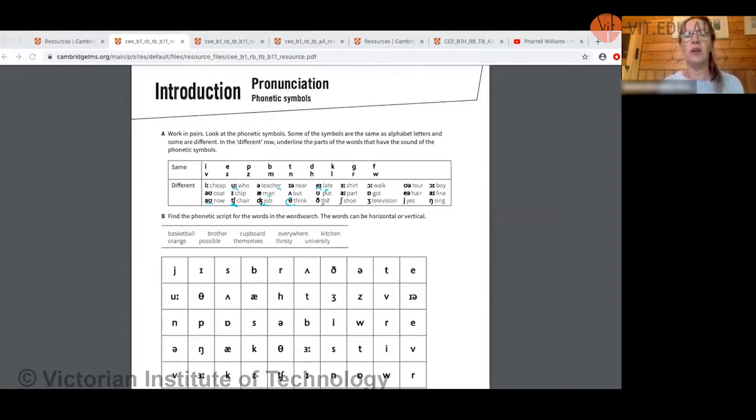Then we got the. So this sound here, the th, that's the th sound with voice. So the and then and this. Whereas this one is think and thought.